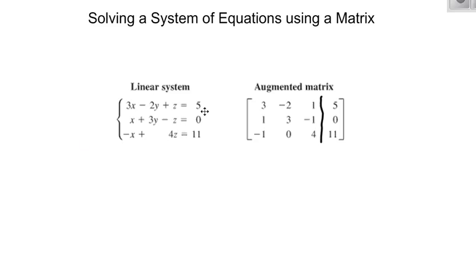So you write all of the information from your system in augmented matrix, and then we can use that to solve. And mostly at this stage it's just less writing, because you don't have to write all the x's, y's, and z's.